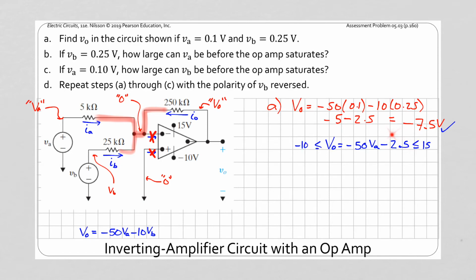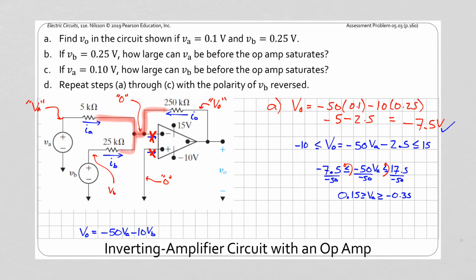And so I can add 2.5 to either side. And I can divide through by negative 50. Remember, when you divide by a negative value, you have to reverse the direction of your inequalities. And we end up with VA having to fall in the region between 0.15 and negative 0.35. And so if we're interested in what is the largest value VA can be, well, the largest value is at the top end of that range, which is 1.5.